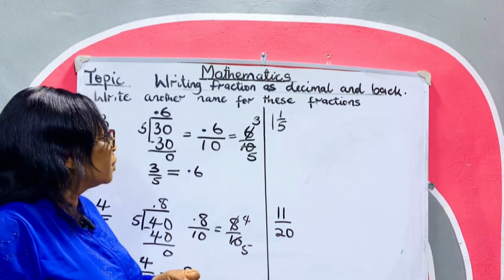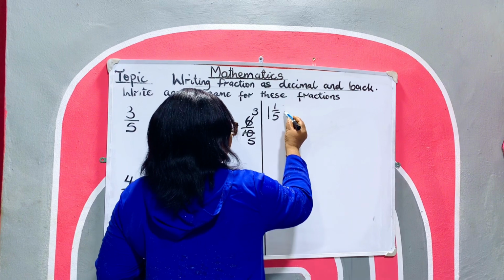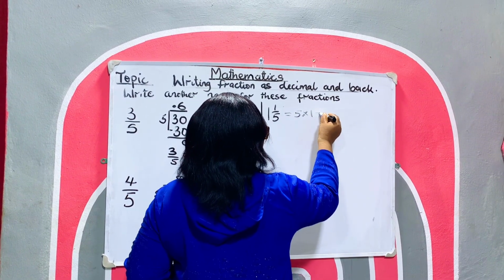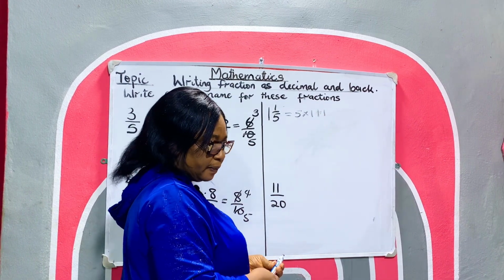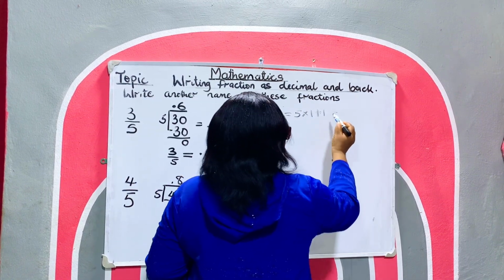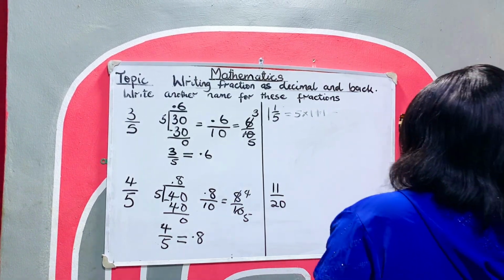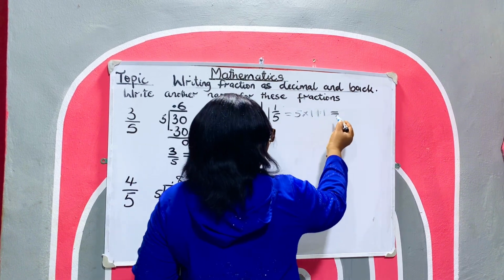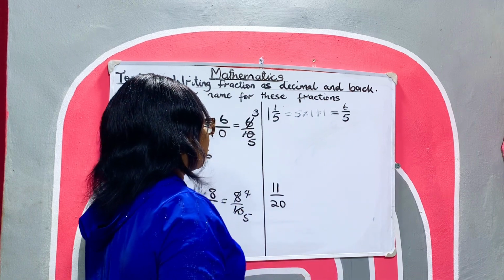Coming to this one, 1 and 1/5, you change it to improper fraction first. 5 times 1 plus 1. 5 times 1, 5, plus 1 will give you 6 over 5. Okay, 6 over 5.